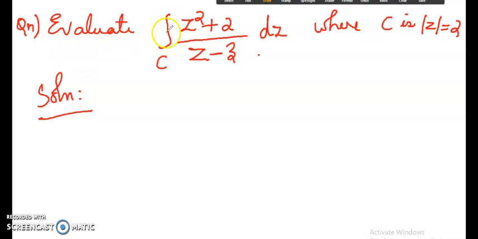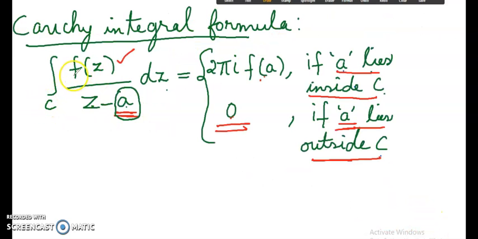Next question: evaluate integral over C (z square plus 2) by (z minus 3) dz, where C is modulus of z is equal to 2. So here, in the solution, what is f(z)? Comparing with this, f(z) is the numerator and you have a in the denominator.